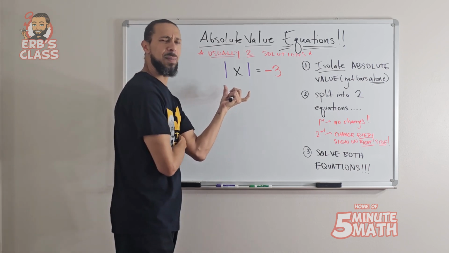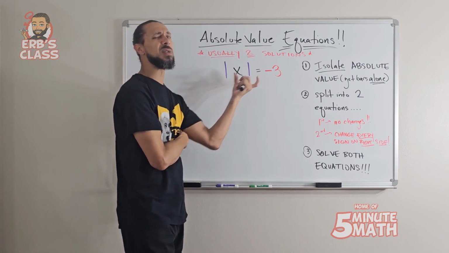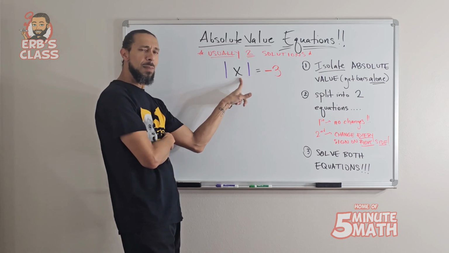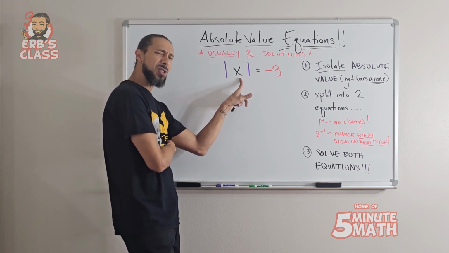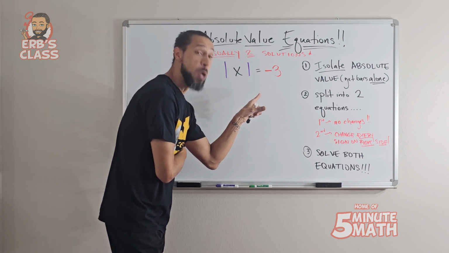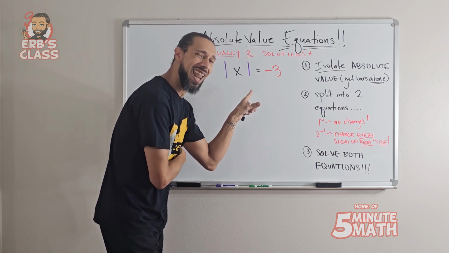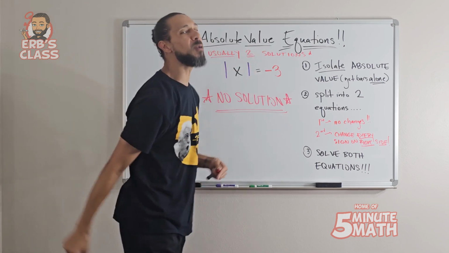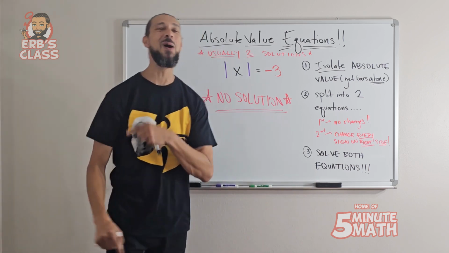We learned this in elementary school. The absolute value of a number is always positive. Is there any number I can put in here where the absolute value of it is -3? Nope. You remember what they call that here in this class? No solution. Yup, no solution.